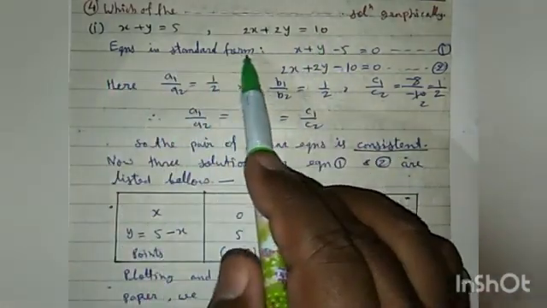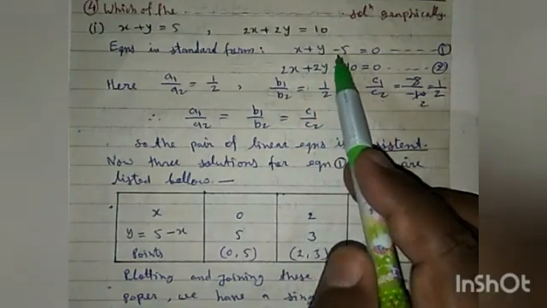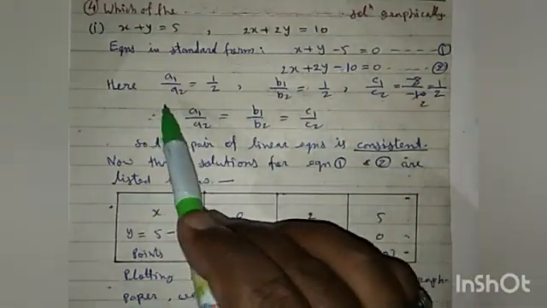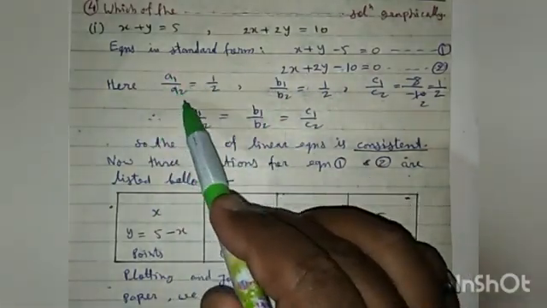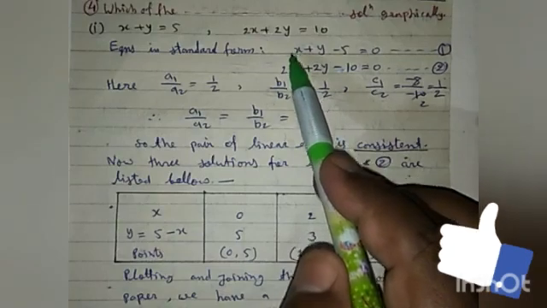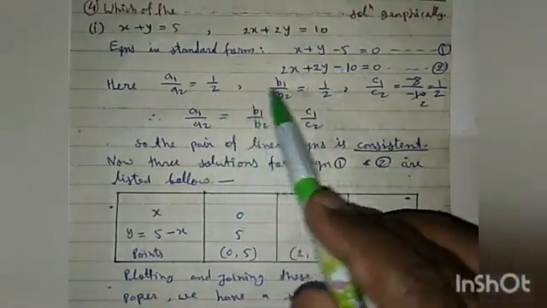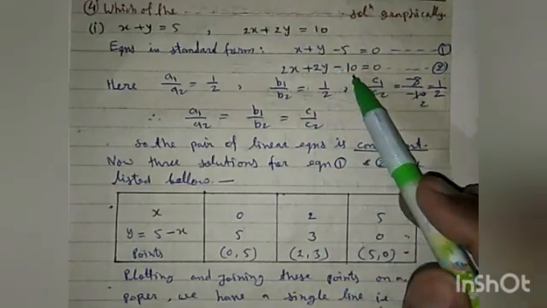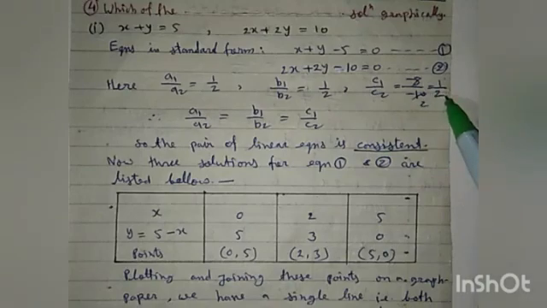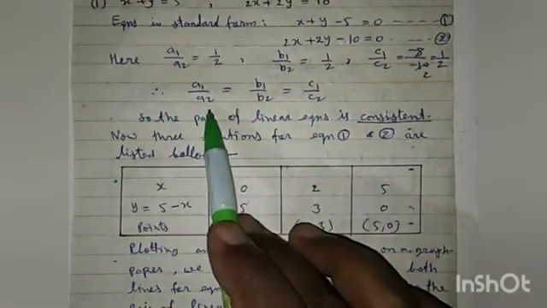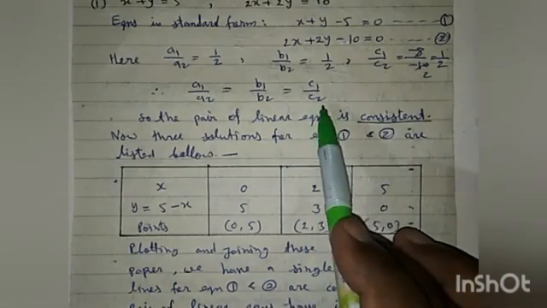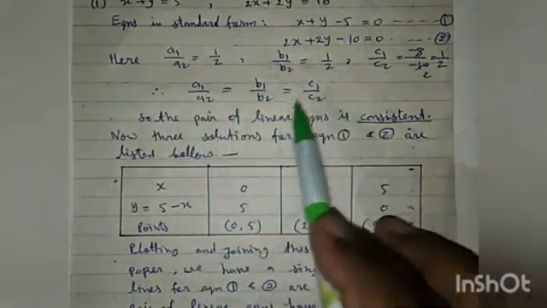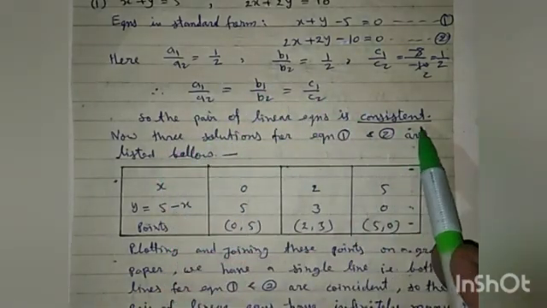These equations in standard form can be written as x plus y minus 5 equal to 0 and 2x plus 2y minus 10 equal to 0. Here find the value of a1 upon a2, that is equal to 1 upon 2, as the coefficients are 1 and 2. Then b1 upon b2 is also equal to 1 upon 2, and c1 upon c2 equal to minus 5 upon minus 10, that is equal to 1 by 2. Hence a1 upon a2 equal to b1 upon b2 equal to c1 upon c2. So it is the condition for the coincident line. So the pair of linear equations is consistent.